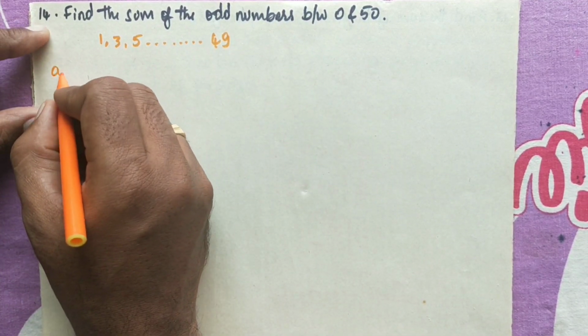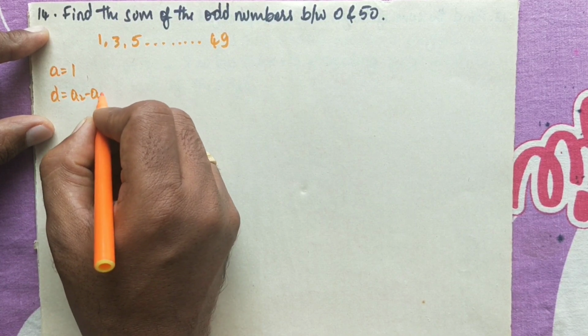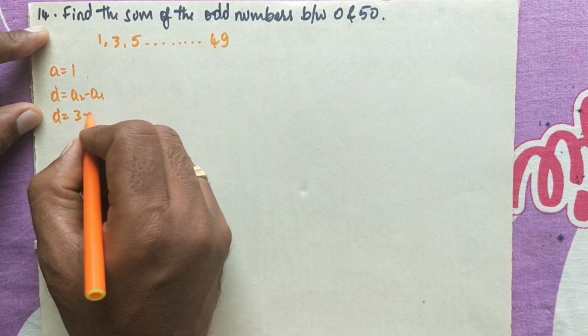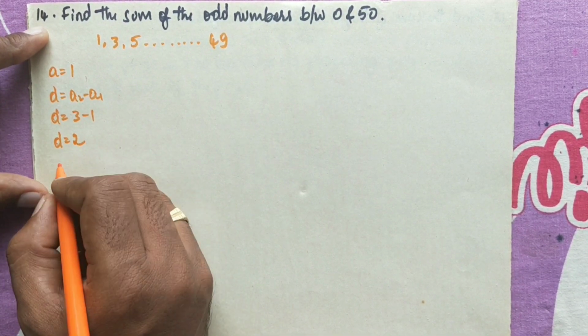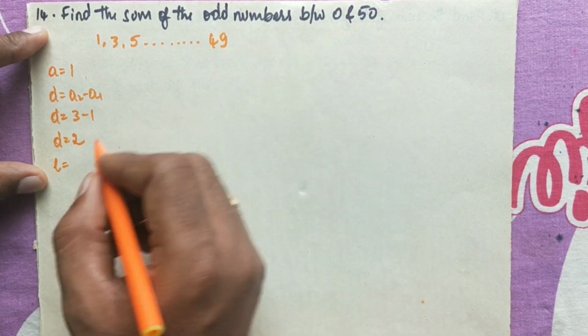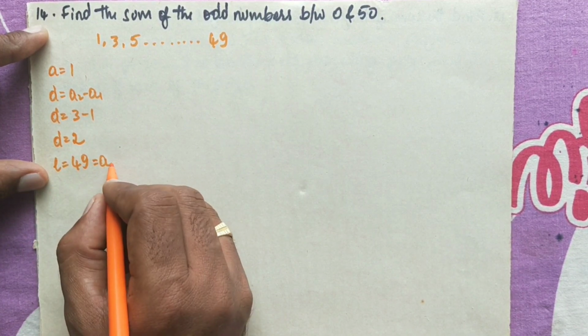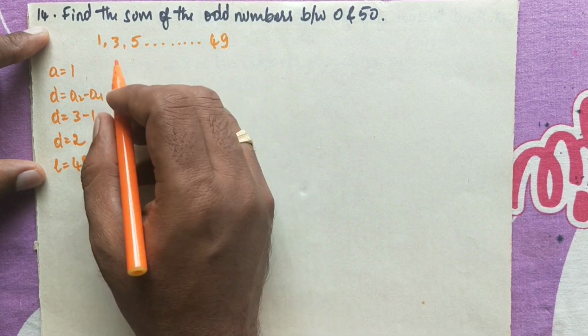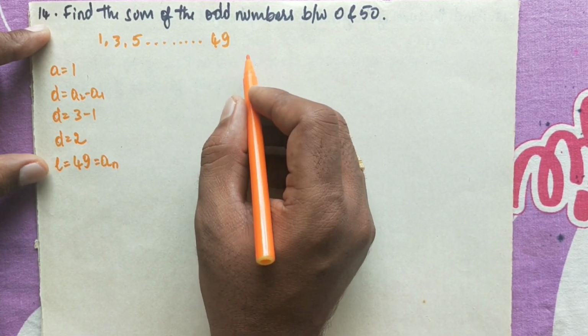So a is equal to 1 and d is equal to a2 minus a1, that is d is equal to 3 minus 1, d is equal to 2. So the last odd number is 49, which can be considered as an. Let us now first find how many odd numbers there are in this arithmetic progression.